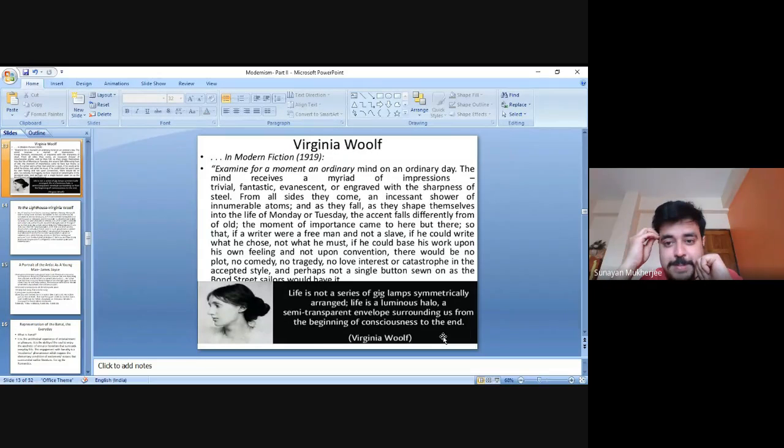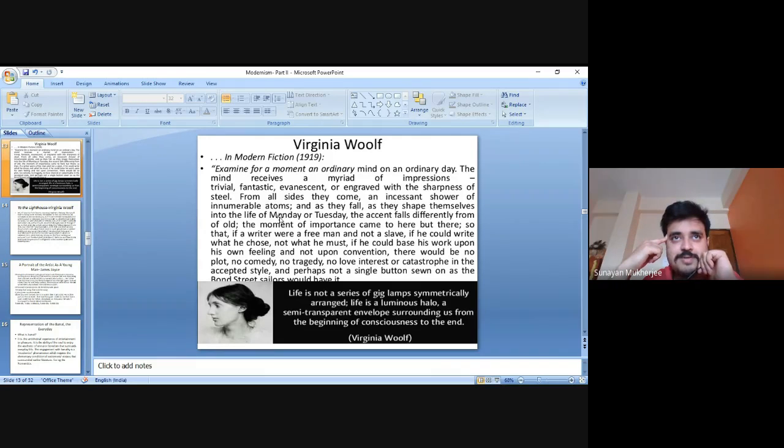Read this one as well. It's more simple than this one. It says that the mind receives a myriad of impressions. As I said, there are a lot of impressions which happen all the time in your mind, trivial, that is insignificant, fantastic, evanescent, which is always escaping you, or engraved with the sharpness of steel. From all sides they come as an incessant shower of innumerable atoms, so you're bombarded with impressions.